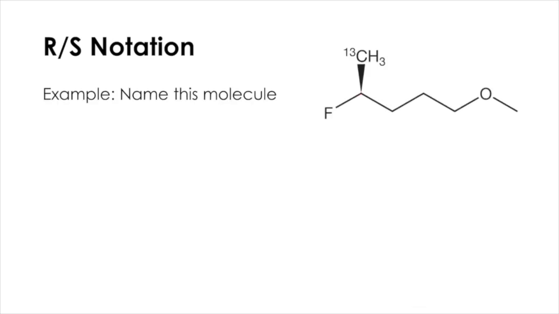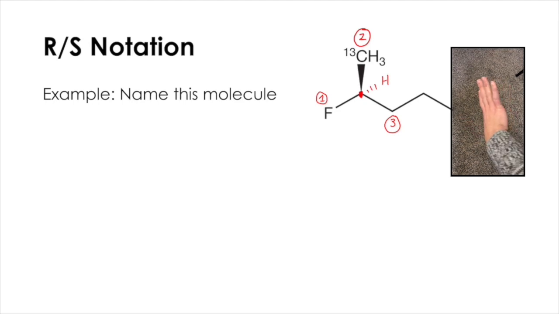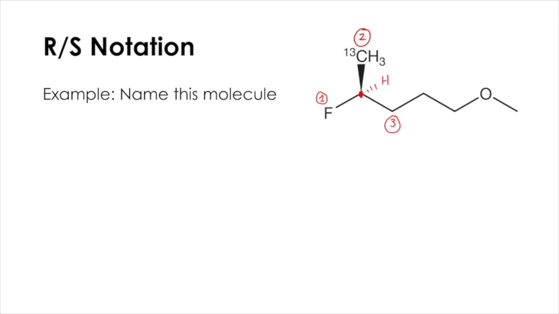Here we've got a chiral center on this carbon, and if we want to prioritize the groups, fluorine comes first. Then we have 2 different carbon groups, but because carbon 13 is higher atomic mass, he's 2. This carbon is 3. This hydrogen is 4. And so if we have to characterize the chiral center, thumb away from us, fingers sweep clockwise, that guy is right.